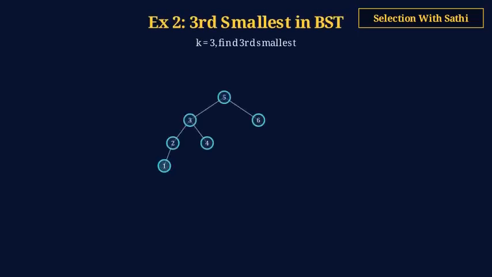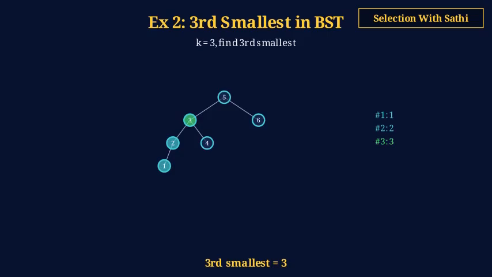BST, root 20, left 10 with children 5 and 15, right 30 with children 25 and 35. We want the third smallest element. Start iterative in order. Push the left chain, 20, 10, 5 onto the stack. Pop 5. Count is 1. Not 3 yet. Right of 5 is none.